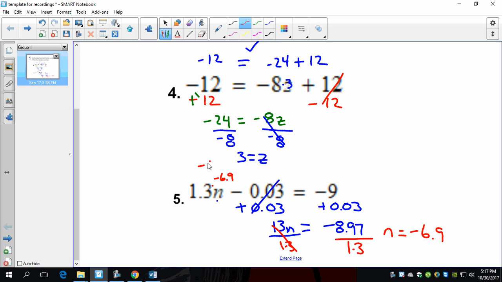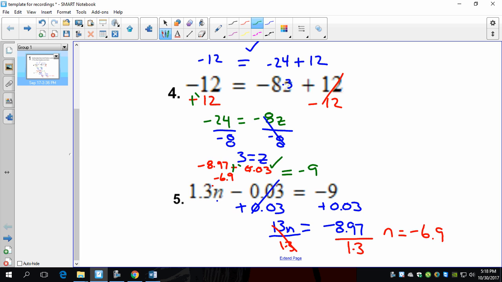So it's negative 8.97. And then it says subtract 0.03. I want to change my sign to addition, take the opposite of the second. Negative 8.97 plus negative 0.03 does indeed equal negative 9. So it got a little sloppy in there, but the solution does check out.